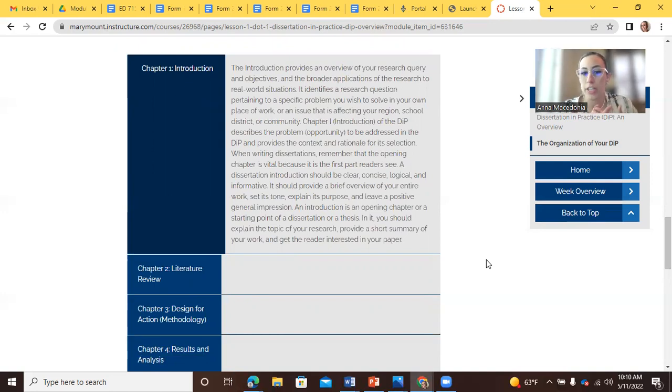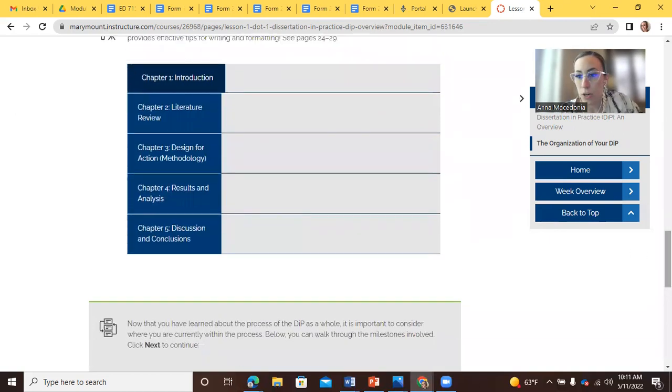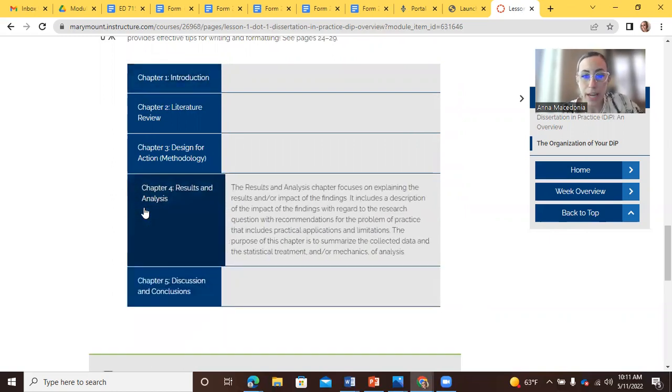Again, the introduction should provide a very brief overview of the entire work, from a broad overview of the topic, narrowing into your specific topic of interest. Then you go into your purpose, your research questions, and the important definitions that you're going to be defining. After you defend your proposal and you have either collected data or you're going to collect data, you will write your last two chapters: chapter 4, results and analysis, and chapter 5, discussion and conclusions.